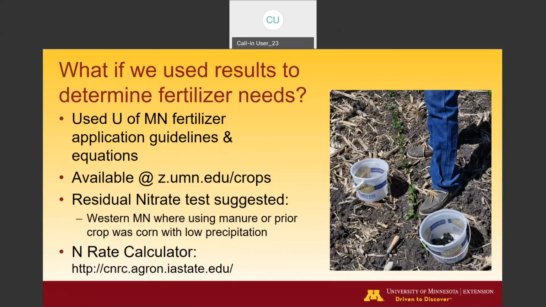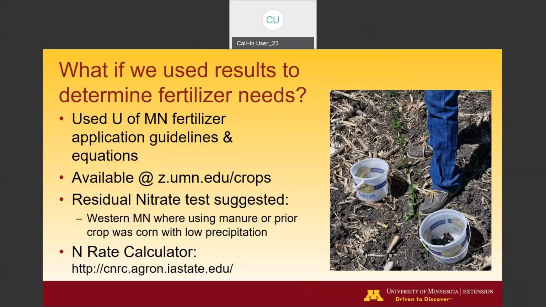Basically with U of M nitrogen guidelines, again, we don't use yield goal. We calculate the maximum return to nitrogen. It uses a price ratio that's equal to the price of nitrogen per pound divided by the price of corn per bushel. That usually falls around 0.1, so I use that for simplicity. You can get rates for corn following corn or corn following soybean. Also, if you have sandy soils or irrigate, that can impact results again.